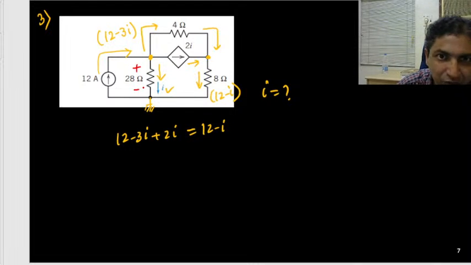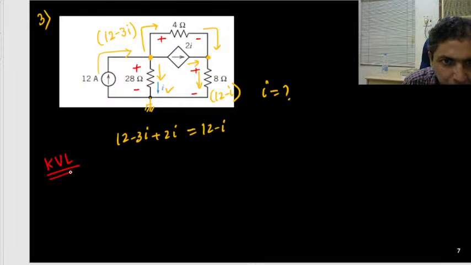This is the potential across this 28 ohm, 28 into I. And the current is flowing this side, so I will consider this plus, this minus. That is the 4 ohm resistance multiplied with the current 12 minus 3I. And this is the potential drop across this 8 ohm, 8 times the corresponding current 12 minus I. Now can I apply KVL? Be careful here. Minus to plus I will consider positive.